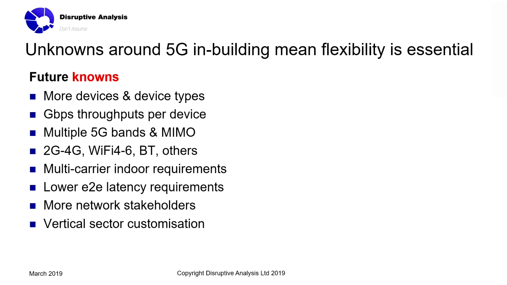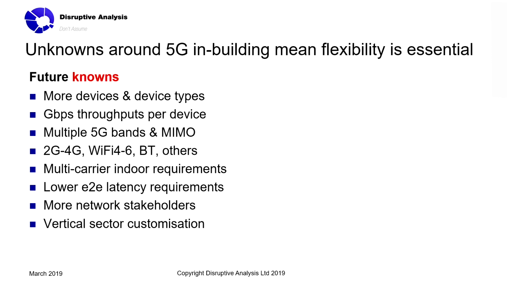But at the same time, we know that we'll have multiple radio bands, both in terms of frequencies, low, mid, high, but also a mix of frequency and time division duplexing, as well as various forms of multiple antenna usage with MIMO. At the same time as 5G, we'll still have certainly 3G and 4G, and maybe still some old 2G in locations as well. Wi-Fi is not going away, and indeed is becoming more sophisticated and more important with the new Wi-Fi 6 standard, as well as other radio technologies like Bluetooth and Sigfox and LoRa as well. There will be requirements for both single and multi-carrier indoors, and I think that's something to bear in mind.